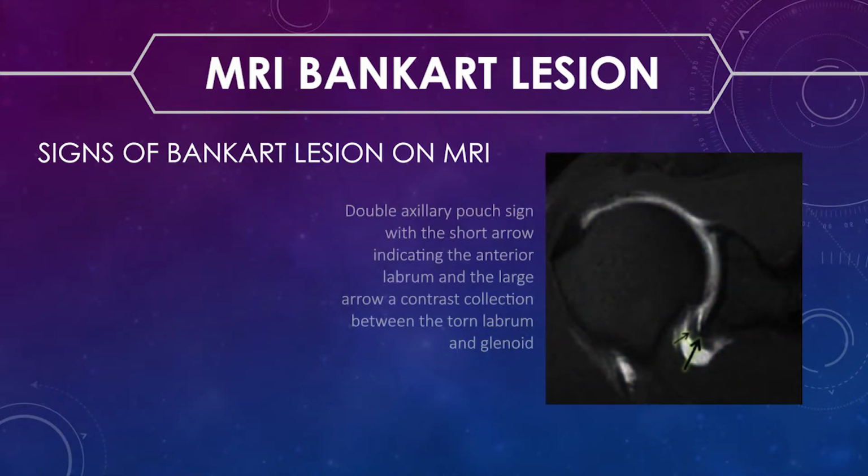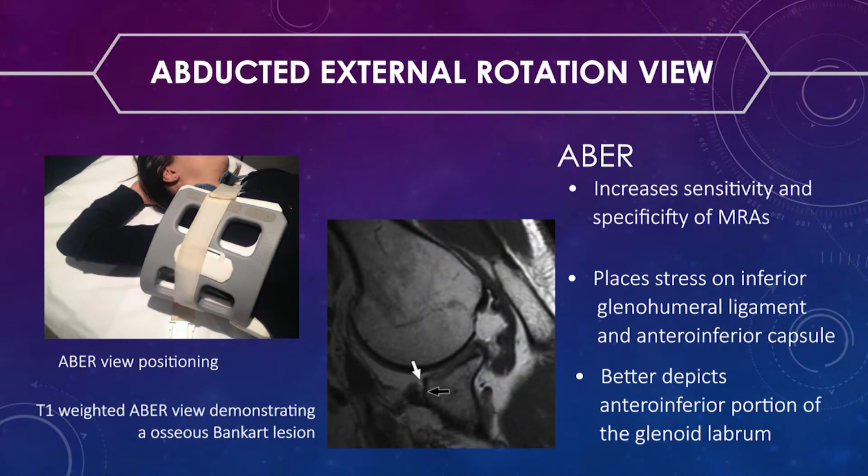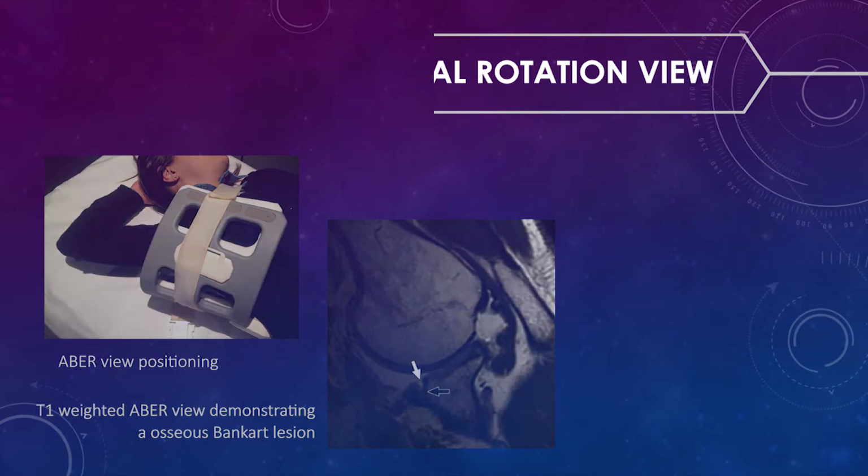Other signs include an abnormally small or absent anterior labrum and a double axillary pouch sign. Additional imaging of the shoulder in the abducted external rotation view can further increase the sensitivity and specificity of MRAs, as it places stress on the inferior glenohumeral ligament and anterior-inferior capsule, increasing visualization of anterior-inferior shoulder lesions. However, it can be a difficult position for the patient to maintain.